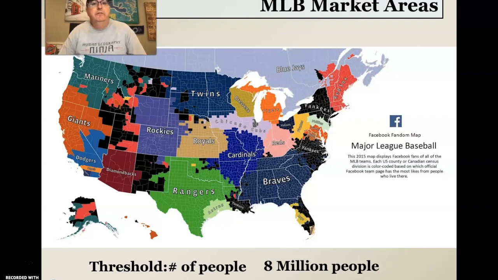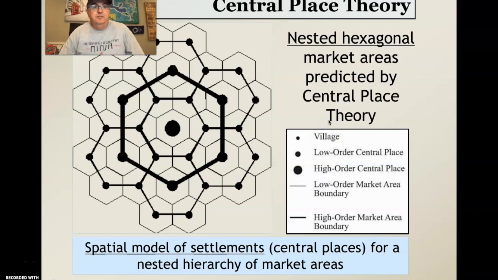The other idea of this is this concept of range. Now, range is how far you are willing to travel to engage in an economic function. Now, there are higher order and lower order economic functions. So let's look at this. Let's look at central place theory.